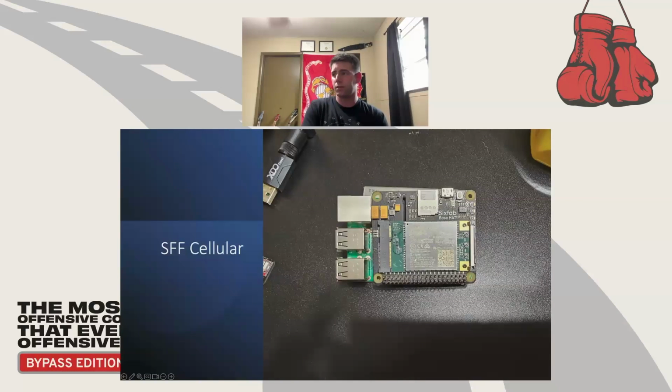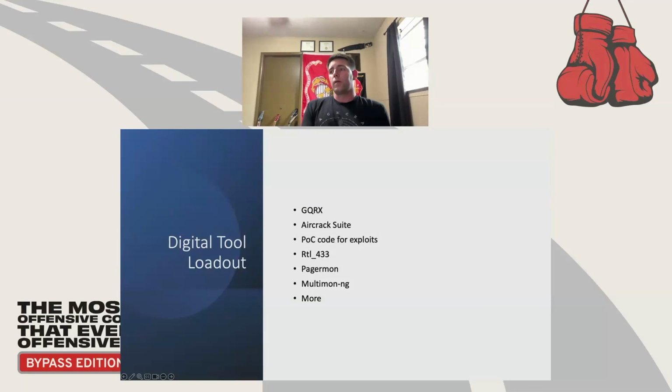Small form factor cellular devices. This is a 6 Fab base hat for a Raspberry Pi. Whether you need out-of-band comms or you're working with some IoT applications in an environment that you need to do some 4G, maybe 5G stuff. You could also add stuff like a HackRF or a USRP to your kit. Those are all great. Digital tool loadout.